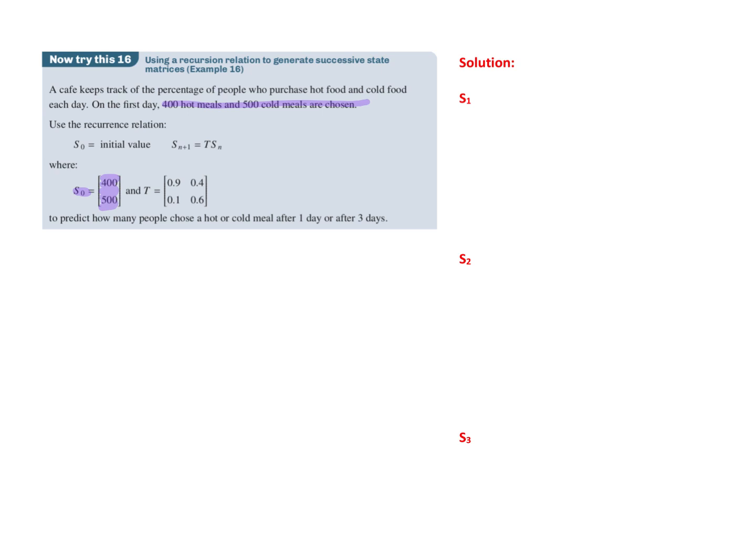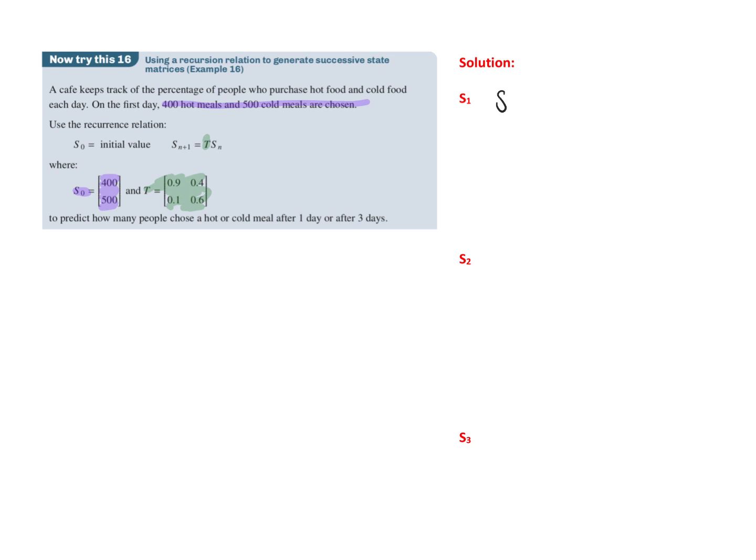Okay, and they've given me a transition matrix as well. So here's the transition matrix. And they've told me how I can get the next one: by going the transition times the one before. So they've told me I can use that recurrence formula there. It says predict how many people choose hot and cold meals after 1 day or after 3 days. So off I go again. I'm going to have to do this.